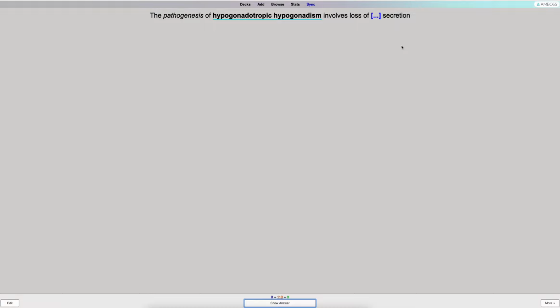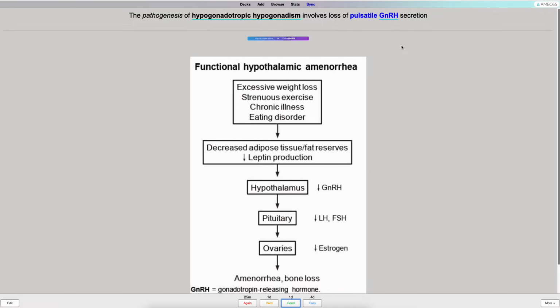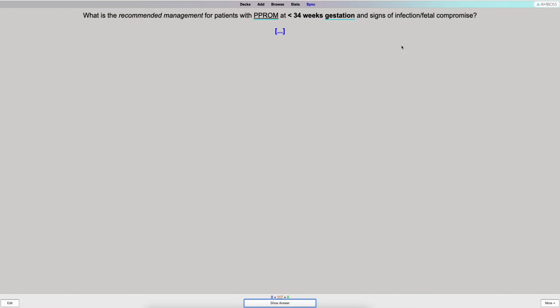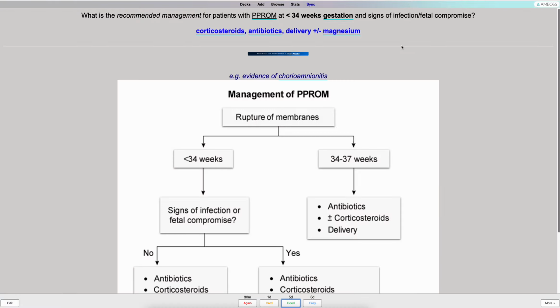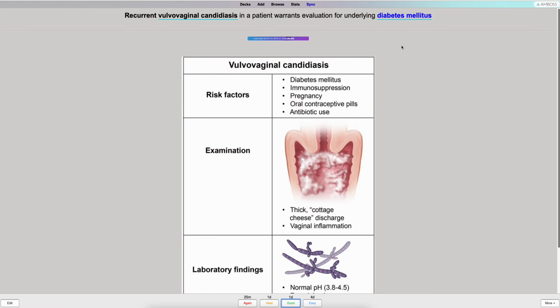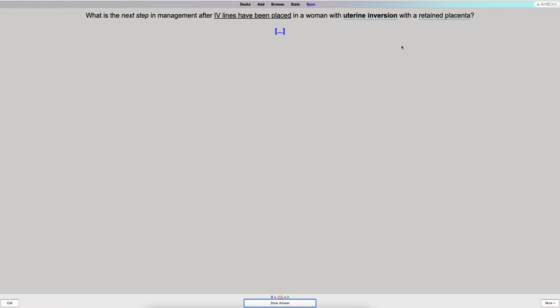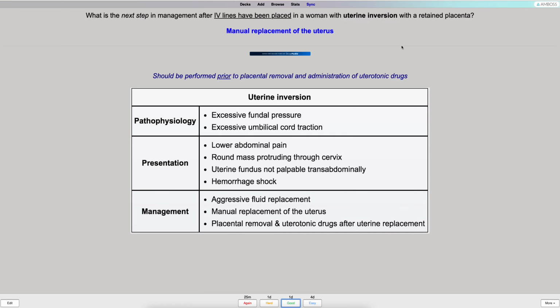The pathogenesis of hypogonadotropic hypogonadism includes loss of pulsatile GnRH secretion. Under 34 weeks with signs of fetal compromise, this is the delivery: magnesium, corticosteroids, antibiotics. Recurrent vulvovaginal candidiasis warrants evaluation for underlying diabetes mellitus. Next best management after IV lines have been placed in a woman with uterine inversion with a retained placenta: manual replacement of the uterus.